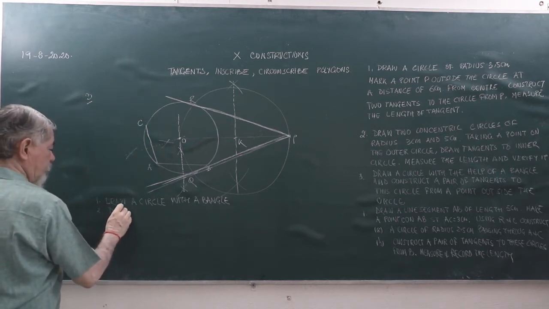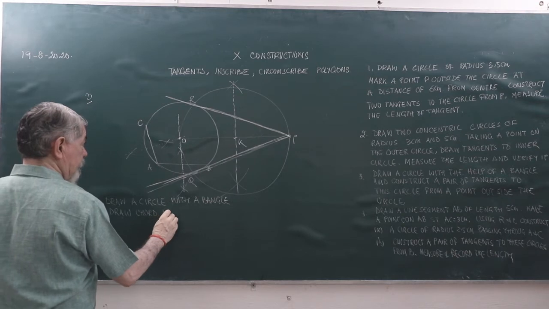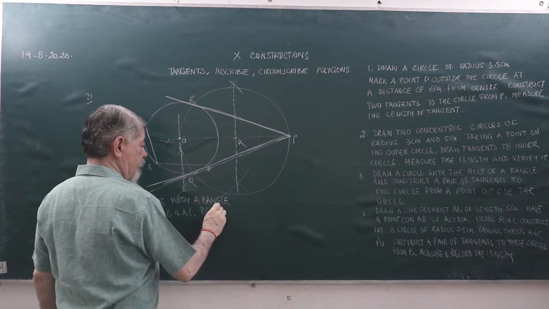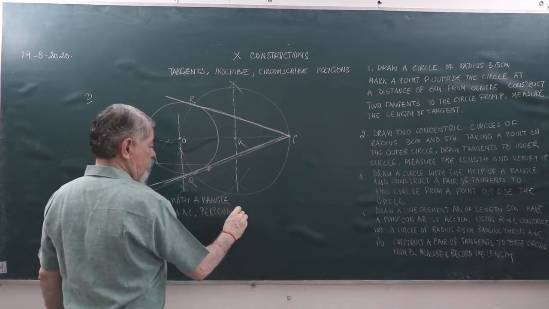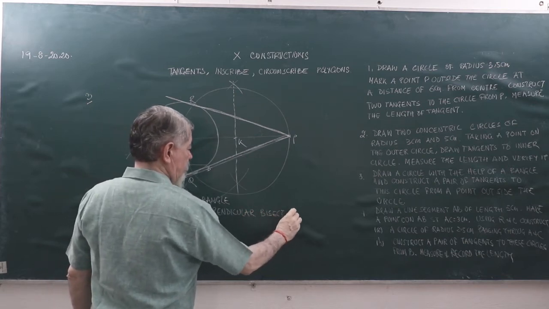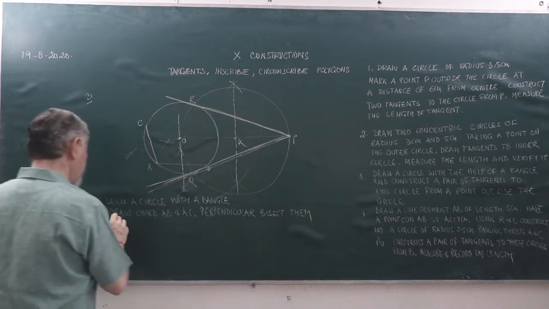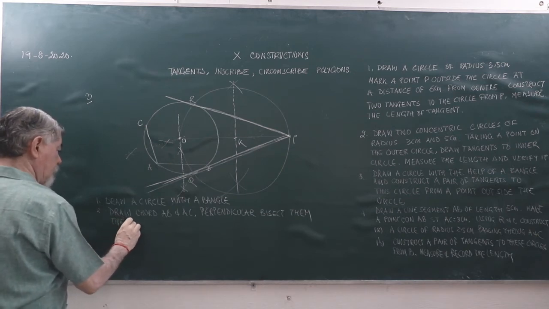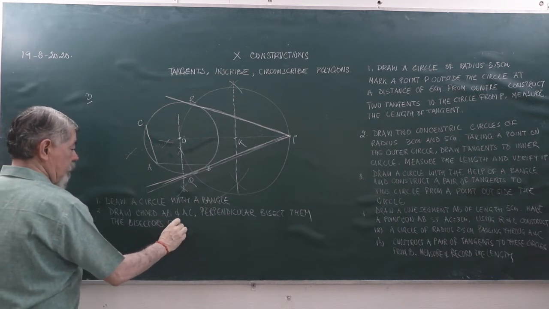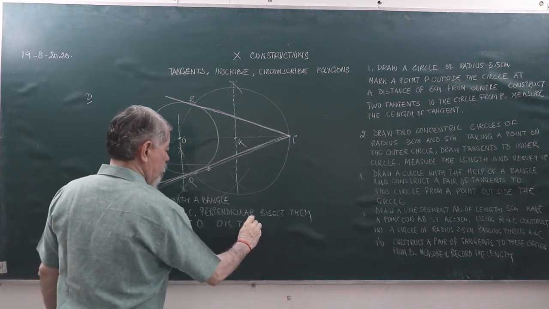Draw chords AB and AC. Perpendicular bisect them. Bisectors cut at O. O is the center of the circle.